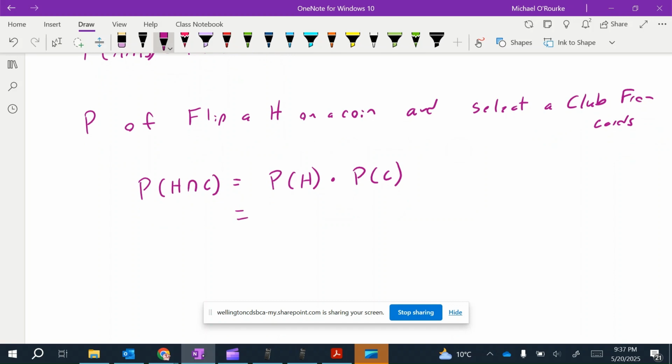So the probability of getting heads on a coin would be 1 over 2. The probability of picking a club would be 1 over 4. Now, hypothetically, the 1 over 4 is 13 over 52. So then we multiply those two together, it'd be a 1 out of 8 chance that if I flipped a coin and picked a card, I'd be successful. So 1 out of 8.